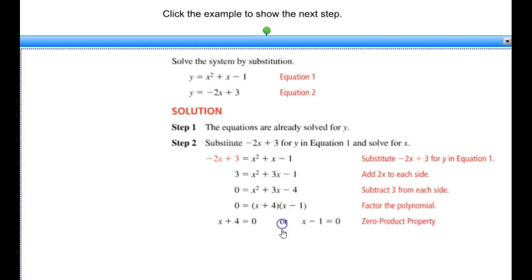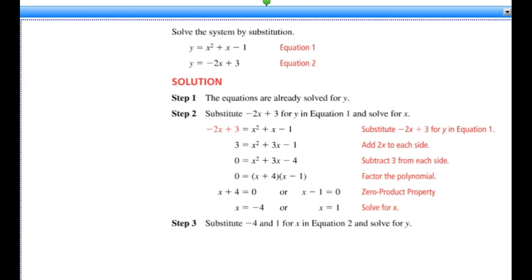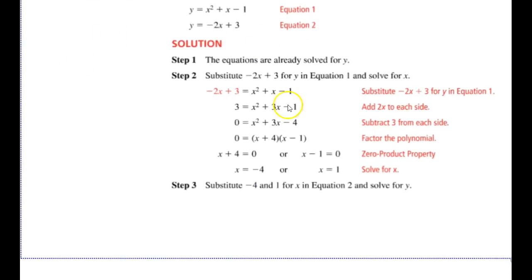So I factor my polynomial, and I set both pieces equal to 0, which is my zero product property, and I solve for x. So now I have two possibilities for x. So now I substitute those both into the second equation to solve for y. And here I'm just using the second equation because it's easier. I could substitute those x's into my top equation, but that just involves a little bit more math.